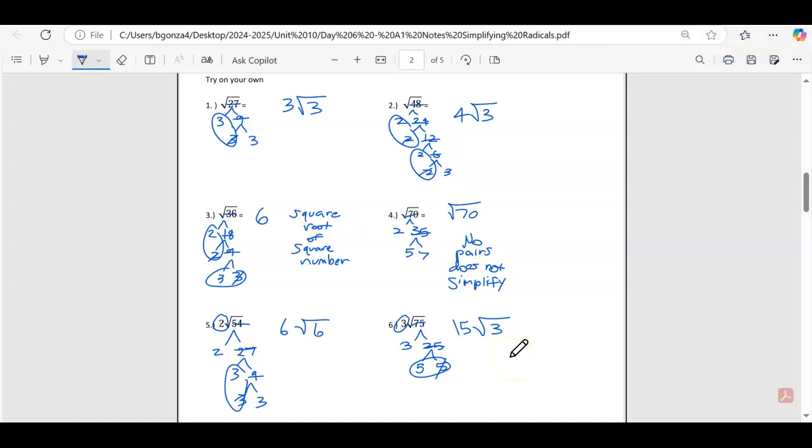Okay. So make sure you keep these notes. We're going to use them on Monday to do Pythagorean theorem.